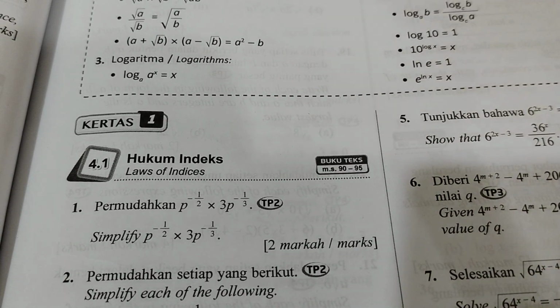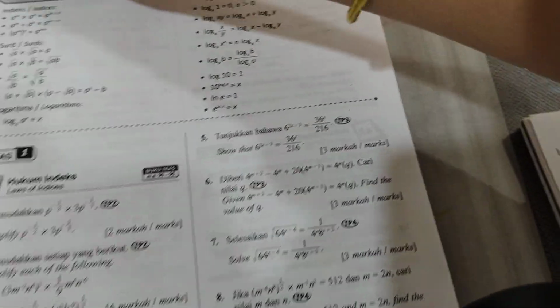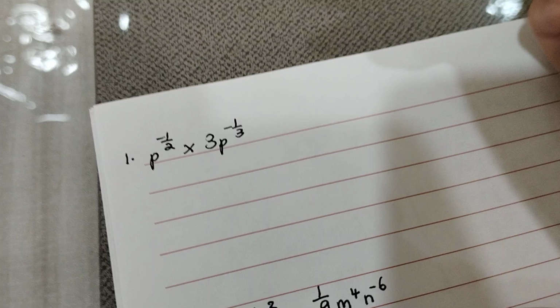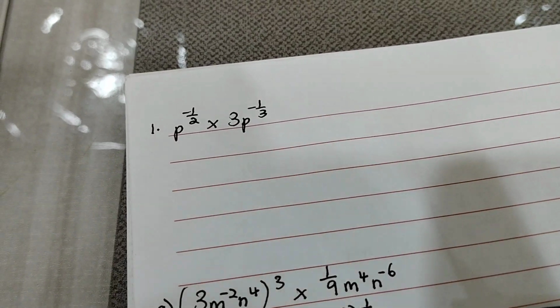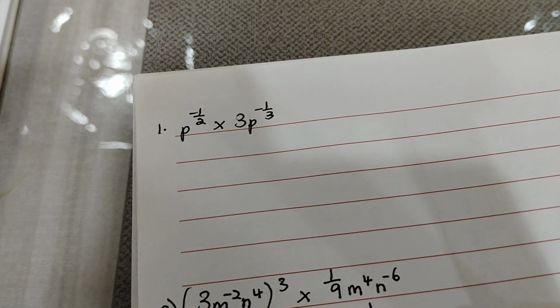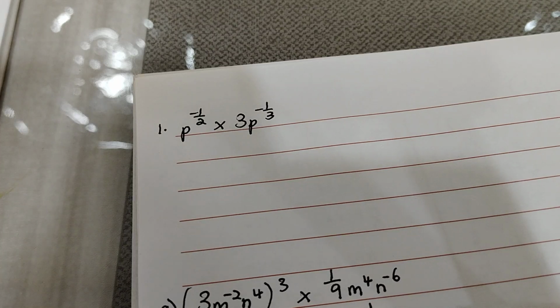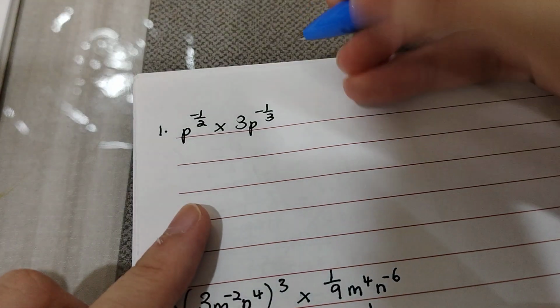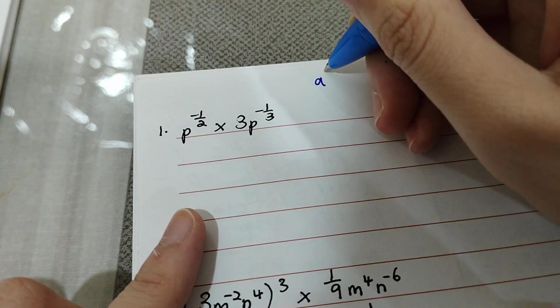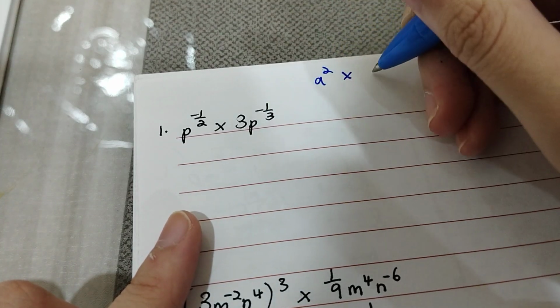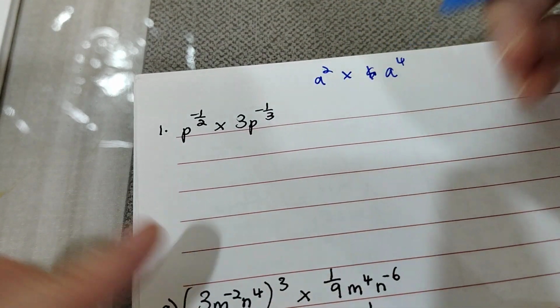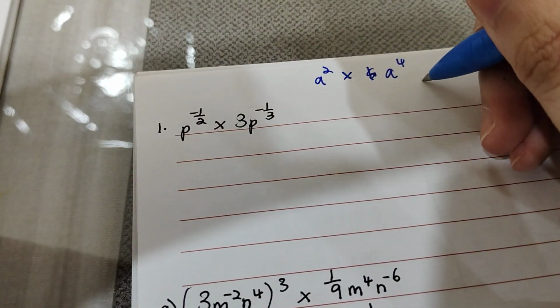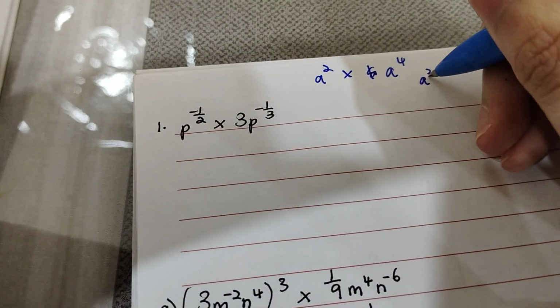Let's simplify p to the power of negative 1 over 2 times 3p to the power of negative 1 over 3. I've already copied down the questions, so let's first start to answer them. First thing I would approach is, let's say this is a to the 2 times a to the 4. For the indices, it will be equivalent to saying a to the 2 plus 4. That is the relation between them.